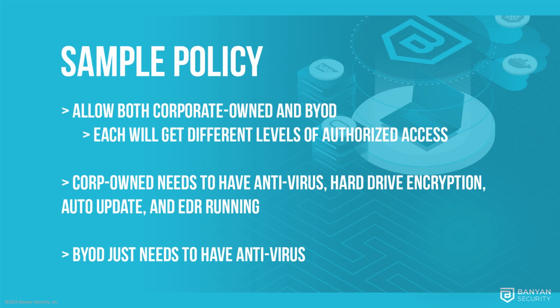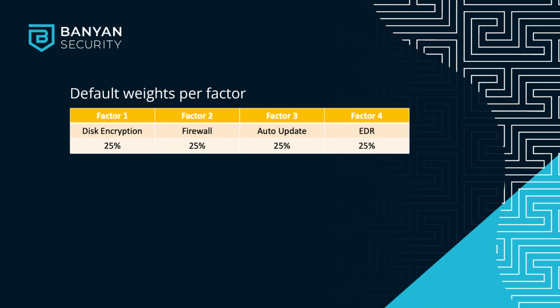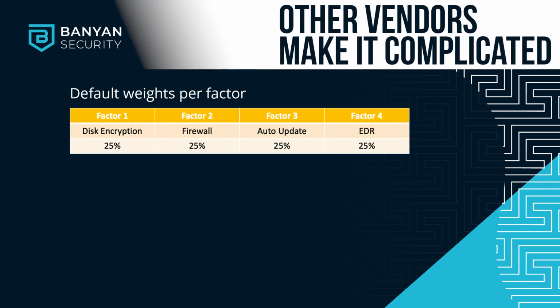In this policy, we want to allow both corporate-owned and BYOD devices. Each will get different levels of authorized access. Corporate-owned devices need to have antivirus, hard drive encryption, auto-update, and an EDR running, while BYOD just needs to have antivirus. Most vendors use a weighted scale for each factor, so by default, 4 factors would mean 25% each.